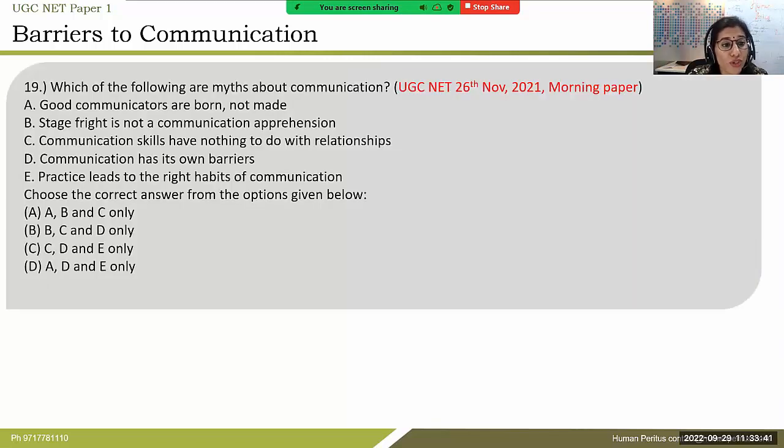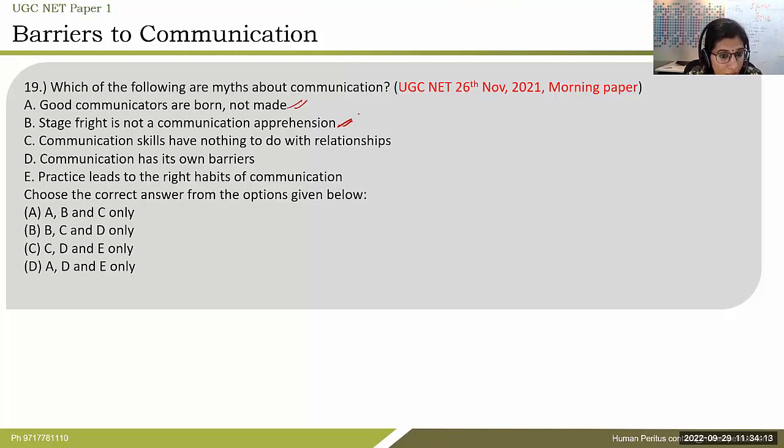Next question. Which of the following are myths about communication? All right. What all are the myths here? See, good communicators are born and not made. Yes, this is a myth, obviously. Next, stage fright is not a communication apprehension. No, this is also a myth. Stage fear is actually a kind of communication apprehension. So this is a myth.